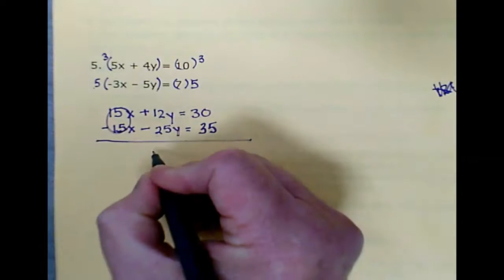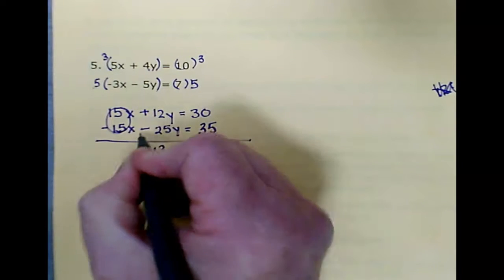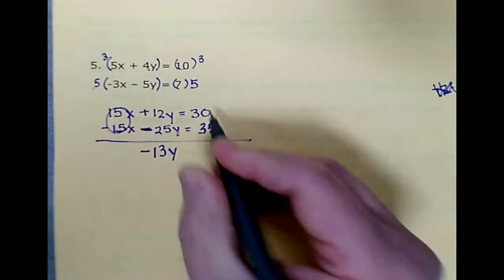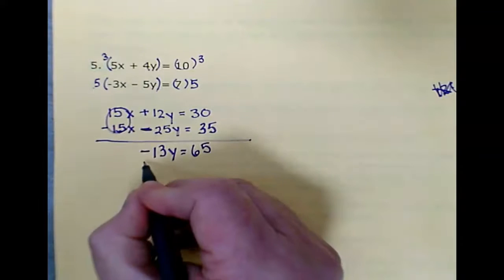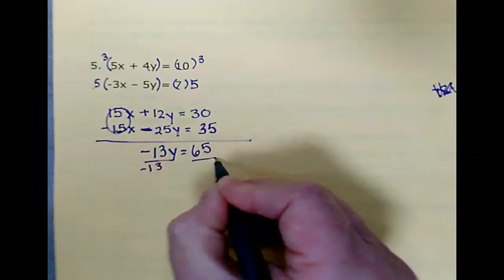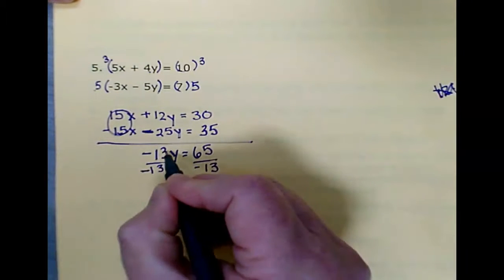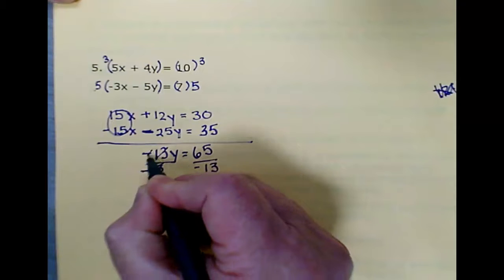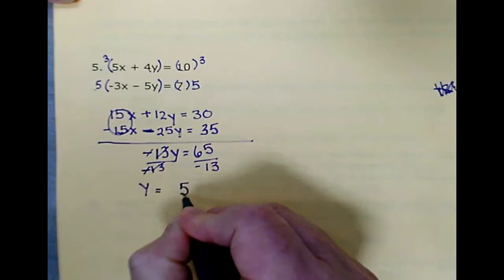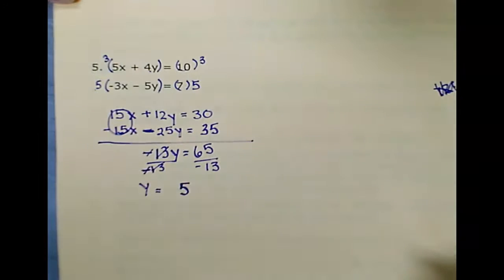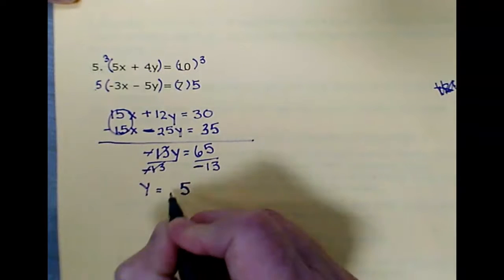These have opposite signs, so I subtract them and take the sign of the largest number, add up this column, and you get a 65. Divide both sides by -13. Make sure you divide by -13 because I need to cancel out the 13s, and I also need to cancel out the negative signs. So y equals 5. Positive 5 or negative 5? Since this is a negative, that will be -5.